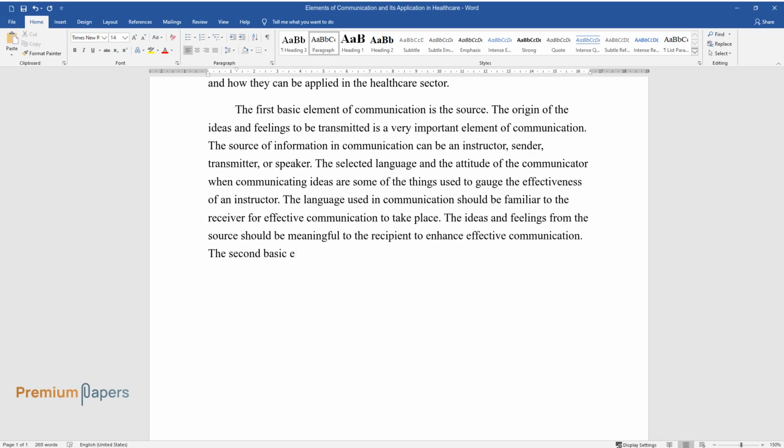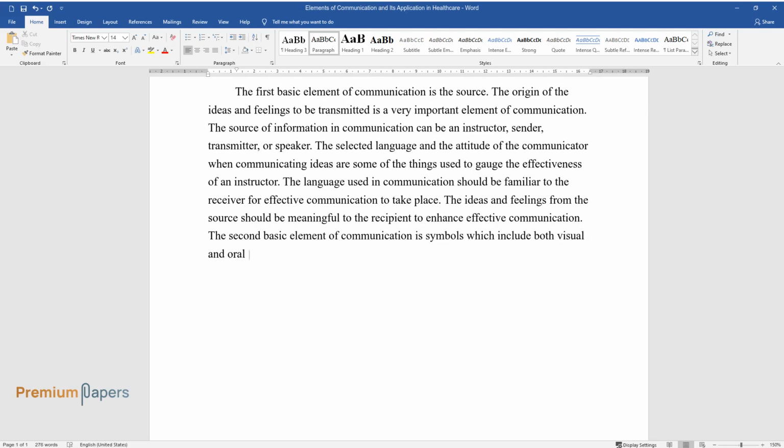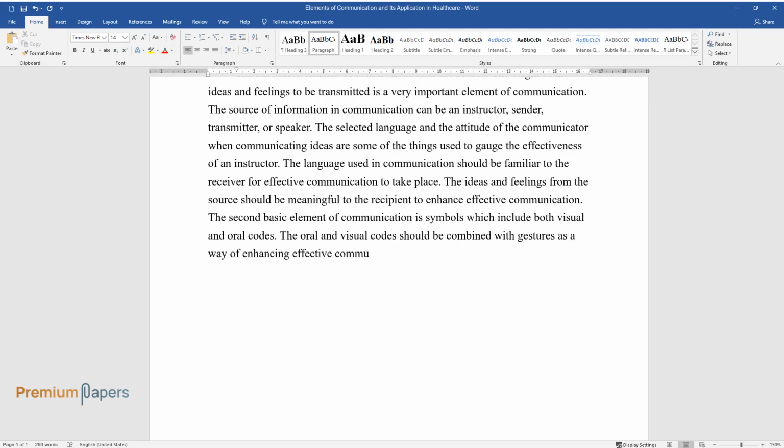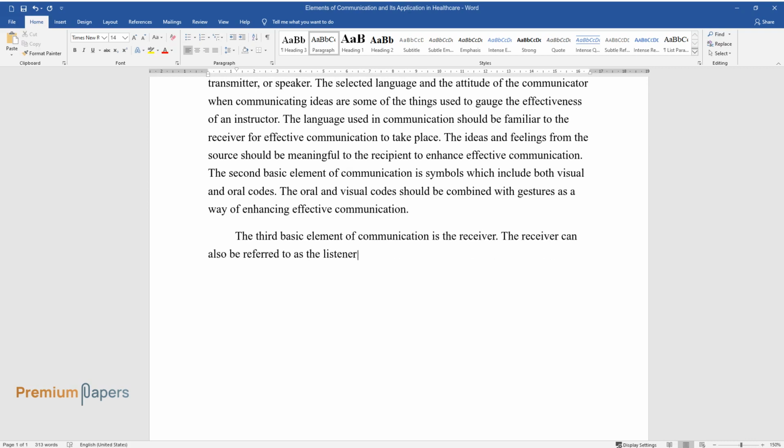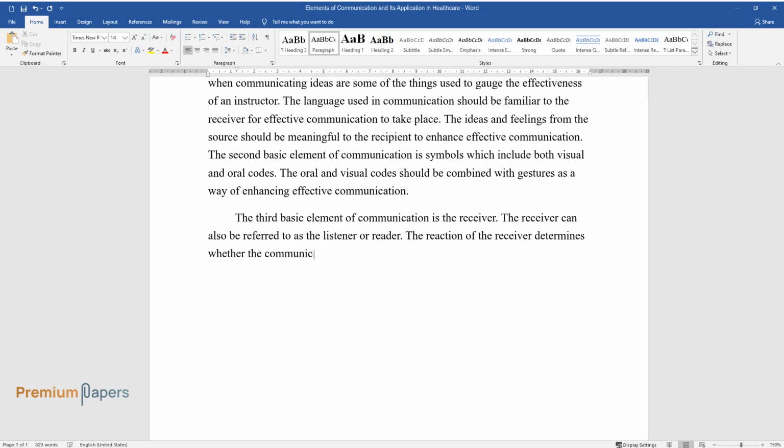The second basic element of communication is symbols, which include both visual and oral codes. The oral and visual codes should be combined with gestures as a way of enhancing effective communication. The third basic element of communication is the receiver. The receiver can also be referred to as the listener or reader. The reaction of the receiver determines whether the communication process has been effective or not.